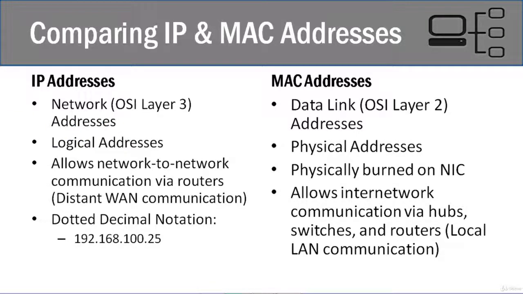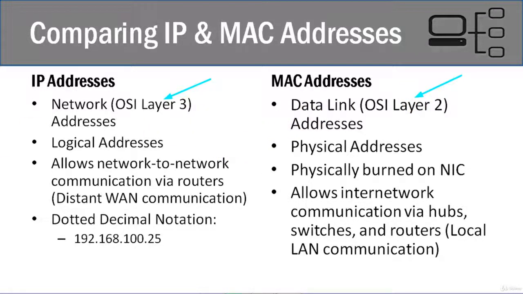Let's talk about the OSI model. And remember, this is a conceptual model, and we're going to be talking about it throughout the course, and we want to use it to understand how networks work. So we need to understand what layers IP addresses and MAC addresses are on. Remember that IP addresses are on layer 3, which is the network layer. And MAC addresses are on layer 2, which is the data link layer. And this will make a lot more sense as we go on into the course.